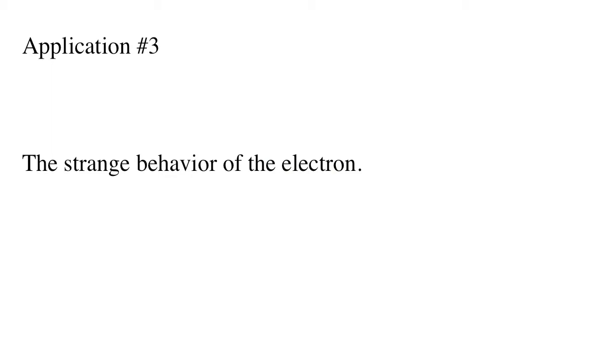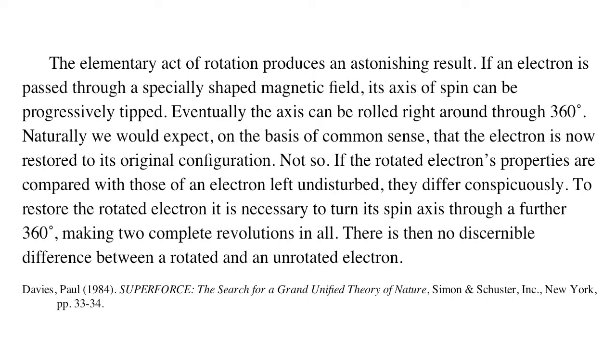Application number 3, the strange behavior of the electron. In 1984, astronomer Paul Davies wrote, "The elementary act of rotation produces an astonishing result. If an electron is passed through a specially shaped magnetic field, its axis of spin can be progressively tipped. Eventually, the axis can be rolled right around through 360 degrees.